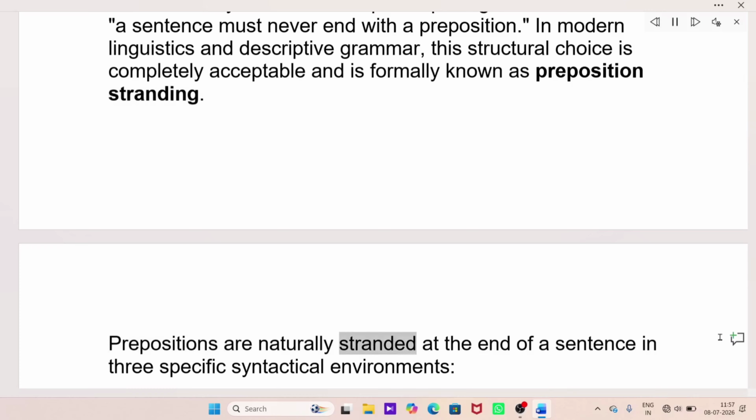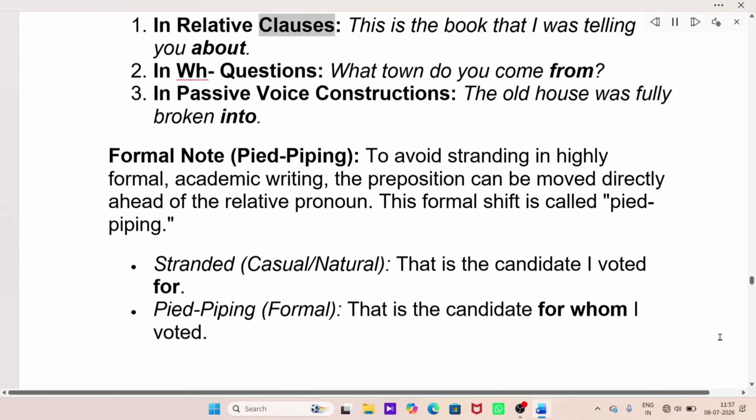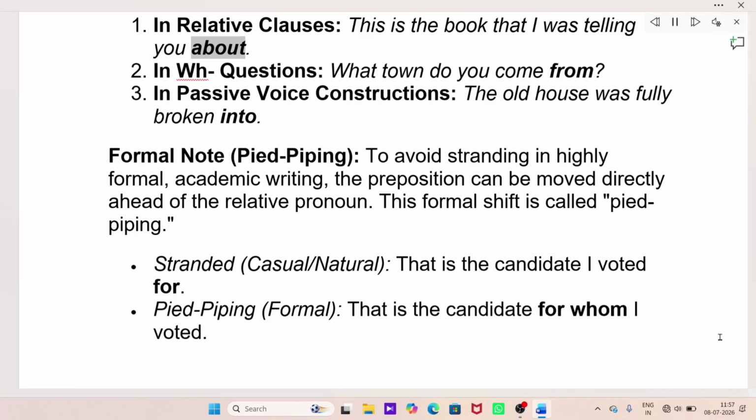Prepositions are naturally stranded at the end of a sentence in 3 specific syntactical environments. In relative clauses: this is the book that I was telling you about. In WH questions: what town do you come from? In passive voice constructions: the old house was fully broken into.